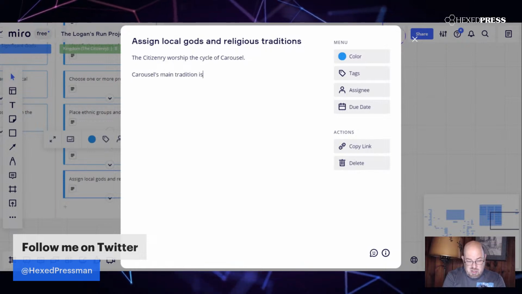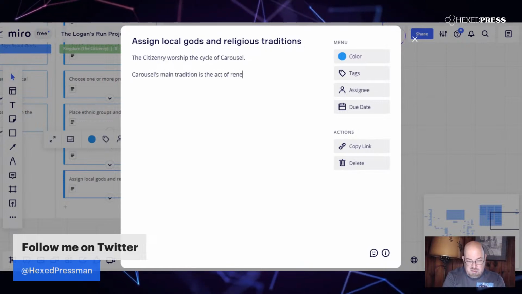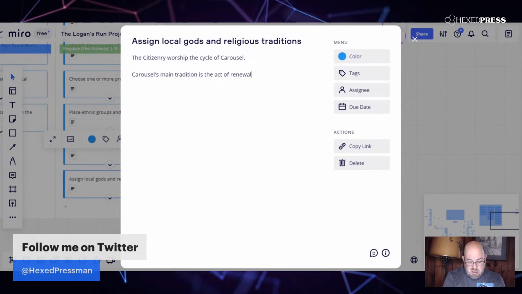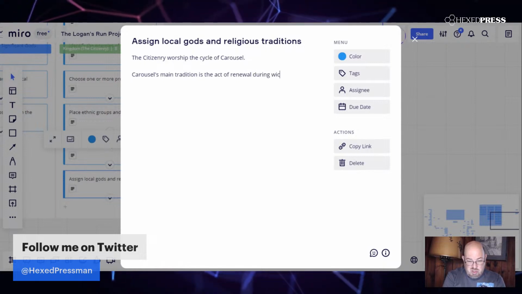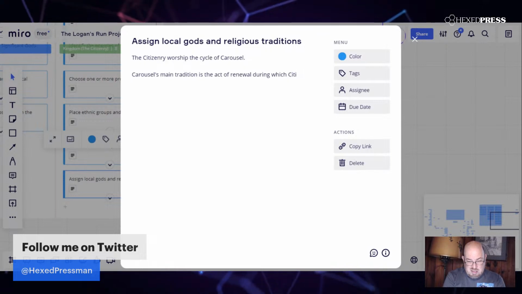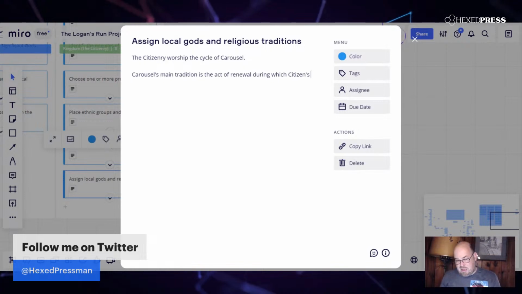Main tradition is the act of renewal, during which citizens, and I think they might have given us the age, I'm going to say 33 years. I don't know why. It might have been 30. I don't remember exactly what number they gave. I don't know, 33.